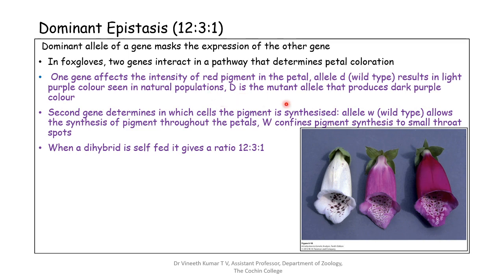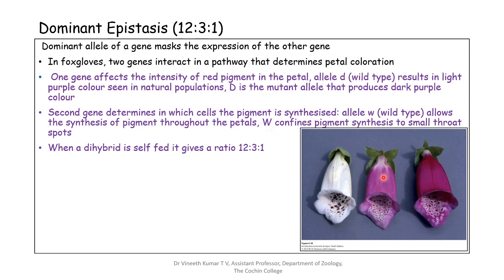And we are going to see the second gene. This is the first gene, which is represented by two alleles, capital D and small d. The second gene is W, of which small w is the wild type, and that allows the synthesis of a pigment throughout the petals. So this allele, small w, causes the synthesis of the pigment in the petal.